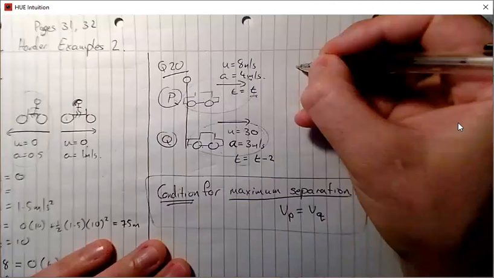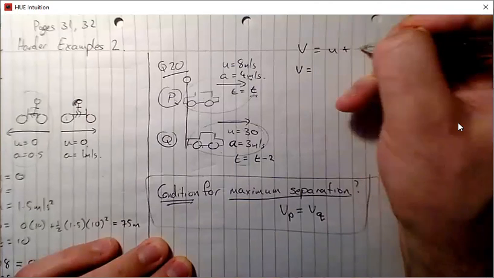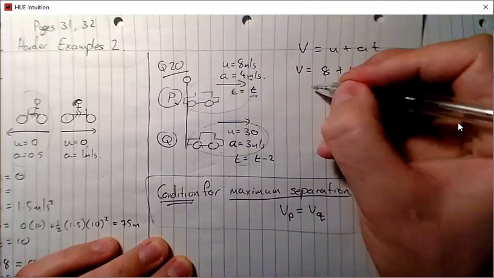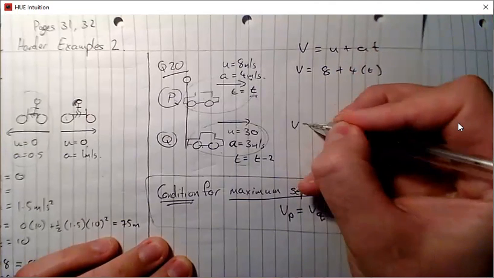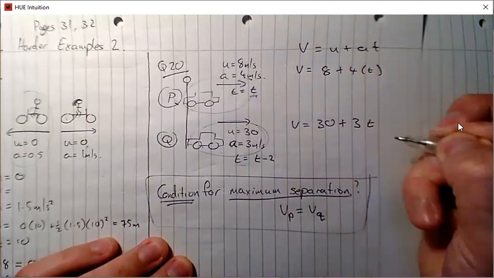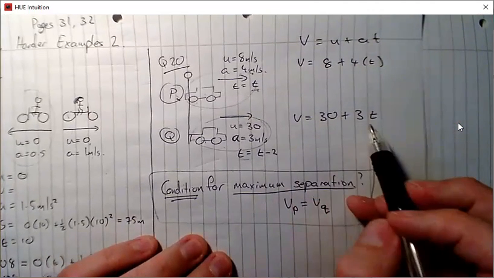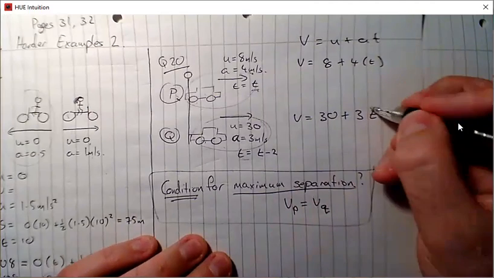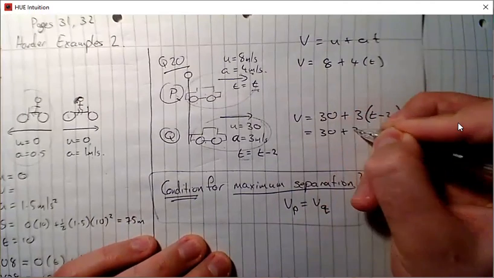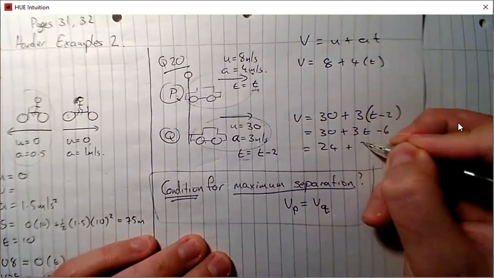So V equals U plus AT, which is 8 plus 4T. And down here, it's going to be 30 plus 3T, but with T minus 2. That's 30 plus 3T minus 6. So it's 24 plus 3T.